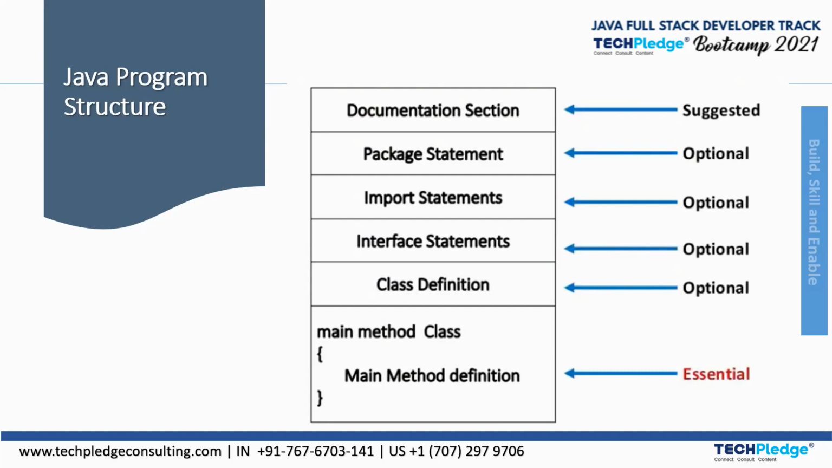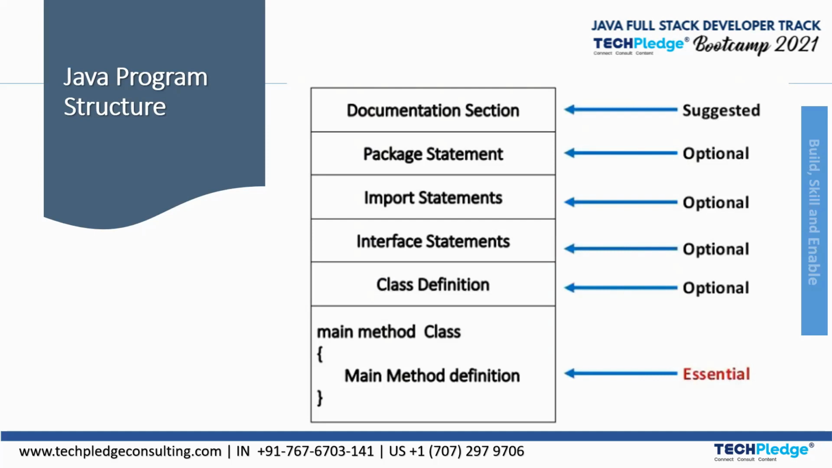We'll again go into the details of it in the subsequent slides. And finally, the main method class. So main method, this is where the starting point of the program is. No Java program can run without the main method. So it is an essential part of the Java code. And you have to make sure that you at least mention having one main method in your code. Otherwise, your program will not run.